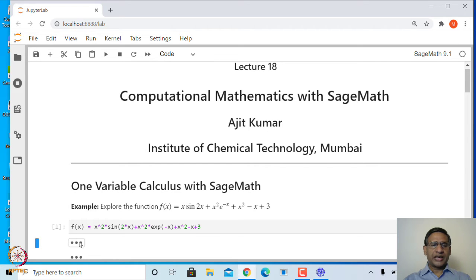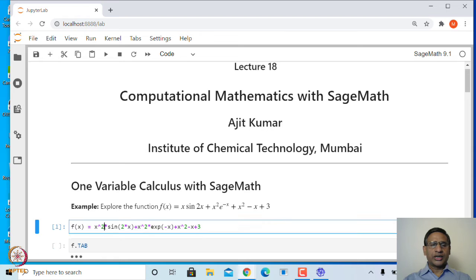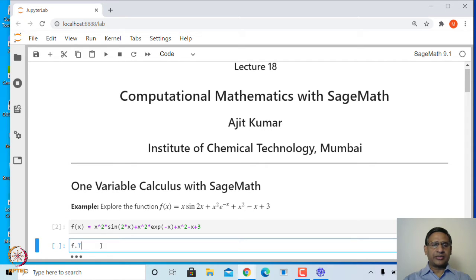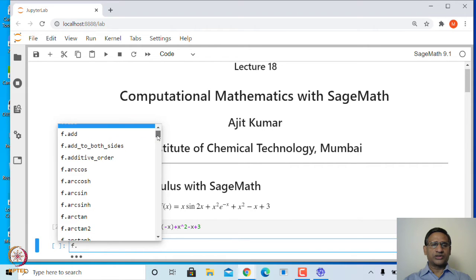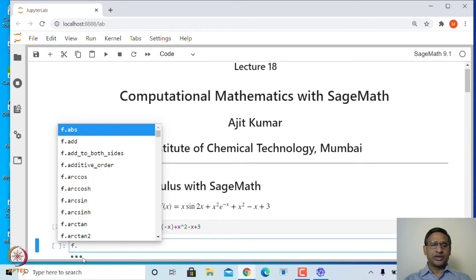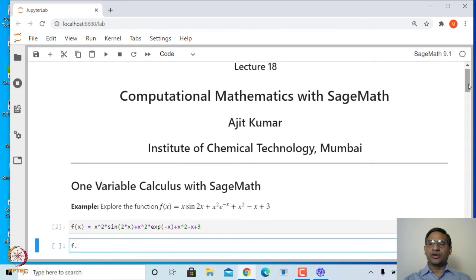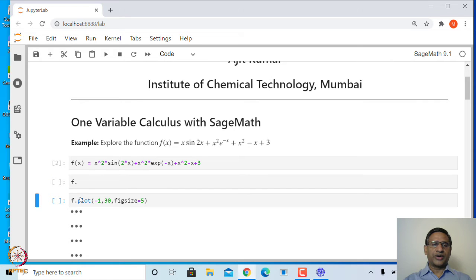Now, you can type f dot and then press tab. When you do, you will see some of the standard concepts in calculus. For example, the first concept that you generally come across is the limit of a function. There is an inbuilt function to find the limit of a function, an inbuilt function to find the derivative of a function, and similarly the integral of a function. So, first let us plot the graph of this function, because when you know the graph of a function, many concepts regarding f will become clear.